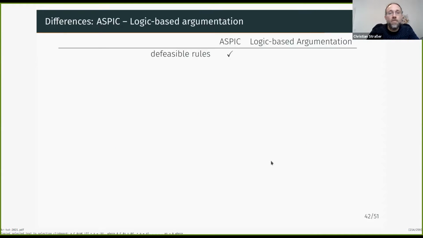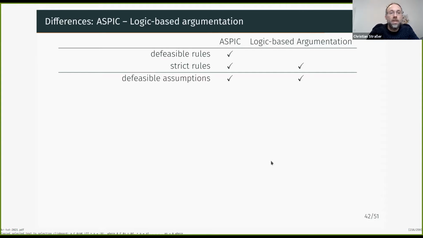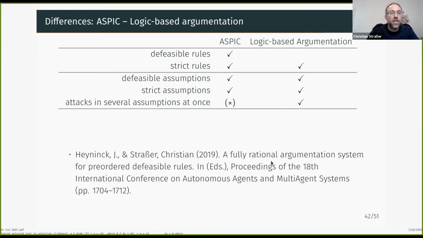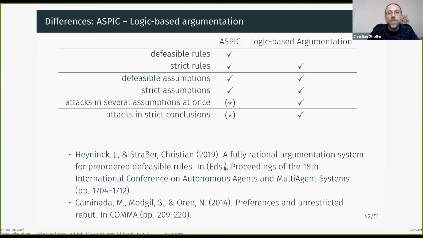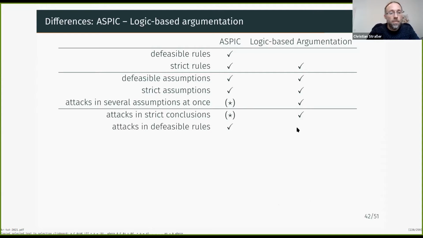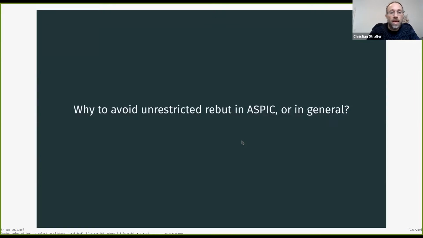So here's just an overview, a distinction between logic-based argumentation and ASPIC. So no defeasible rules in logic-based argumentation. Then you can attack several assumptions at the same time in logic-based argumentation, not in standard ASPIC. There are some variants which do so. You cannot attack strict conclusions in ASPIC. Again, there are some variants which do so. I will talk about it in the next slide, why this restriction exists. In logic-based argumentation, you can do so. You can attack defeasible rules in ASPIC, obviously not in logic-based argumentation because we don't have them.